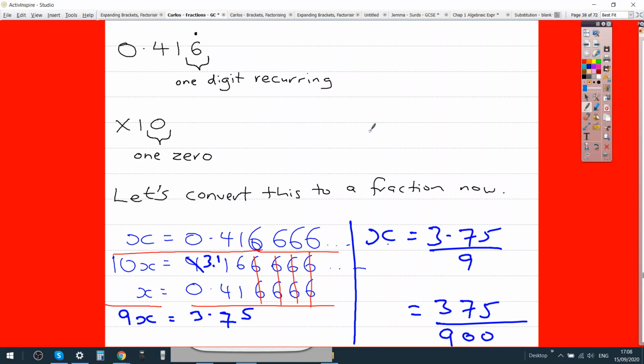Okay, you don't need to simplify it. But the big picture is, if there's one digit recurring, you start by saying x equals the decimal. If there's one digit recurring, you times by 10. 2 digits recurring, times by 100. 3 digits recurring, times by 1,000, and so on. It's just the number of zeros, so that these line up. Then you just do one take away the other, and rearrange. So, any questions so far? No. It's tricky.